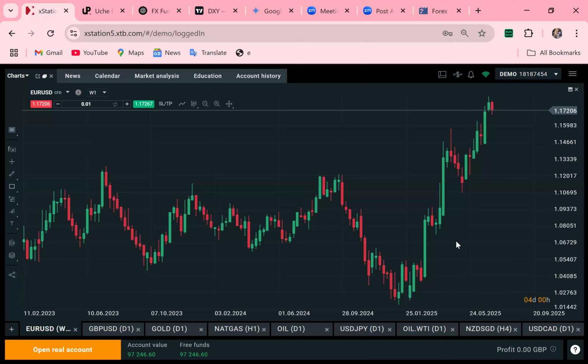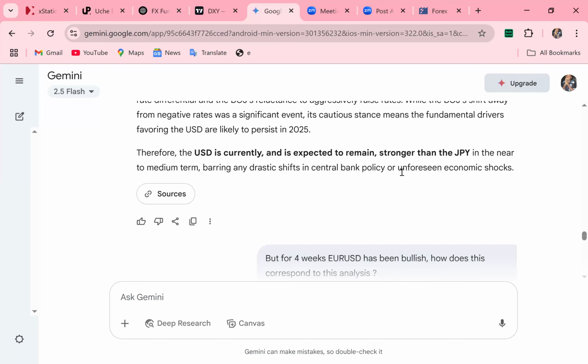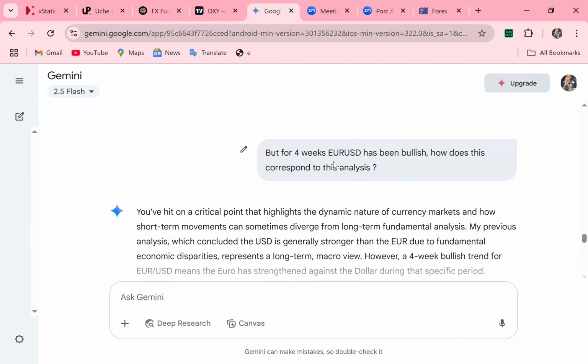What they did is to hedge it. Understand? It's not that what they pumped is the reality of the economy. So they hedged it, and that took advantage of the euro. But whatever the case, the euro has gone up, and that's what they wanted to achieve. So I asked, okay, since this is what we have, but for 4 weeks now Euro USD has been bullish, how does this correspond to this analysis?